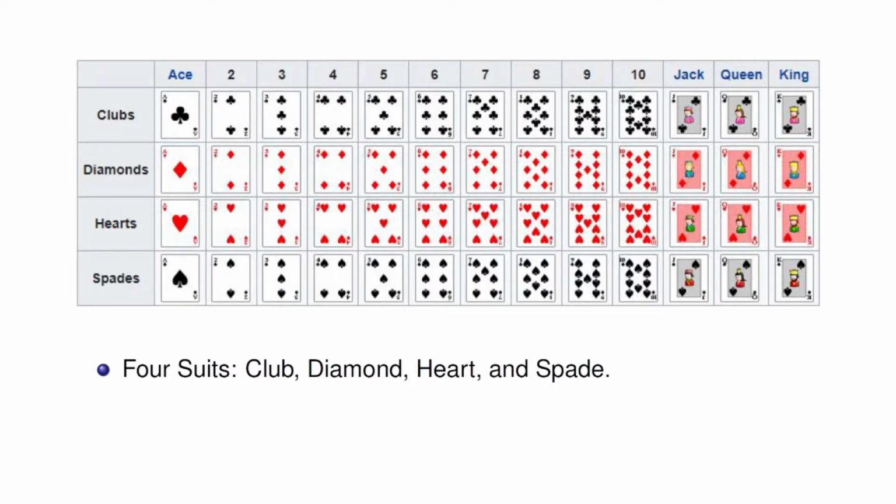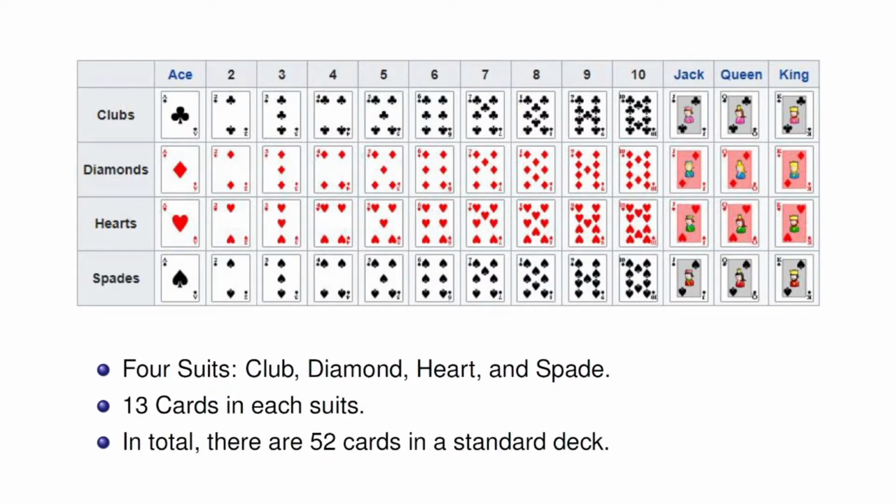Now let's talk about the solution. Before we go to the details, let's just give a brief introduction of our standard deck of poker playing cards. In a standard deck, there are four suits: club, diamond, heart, and spade. In each suit, there are 13 cards. And in total, we have 52 cards in a standard deck.